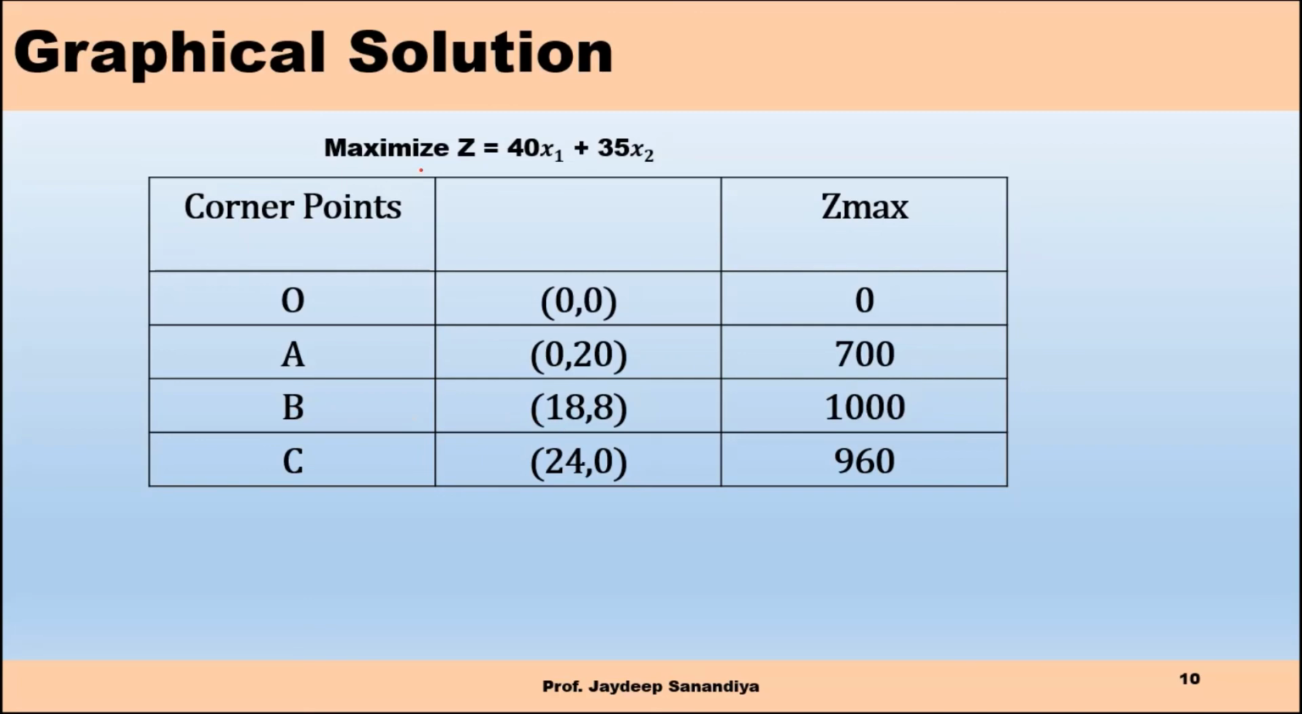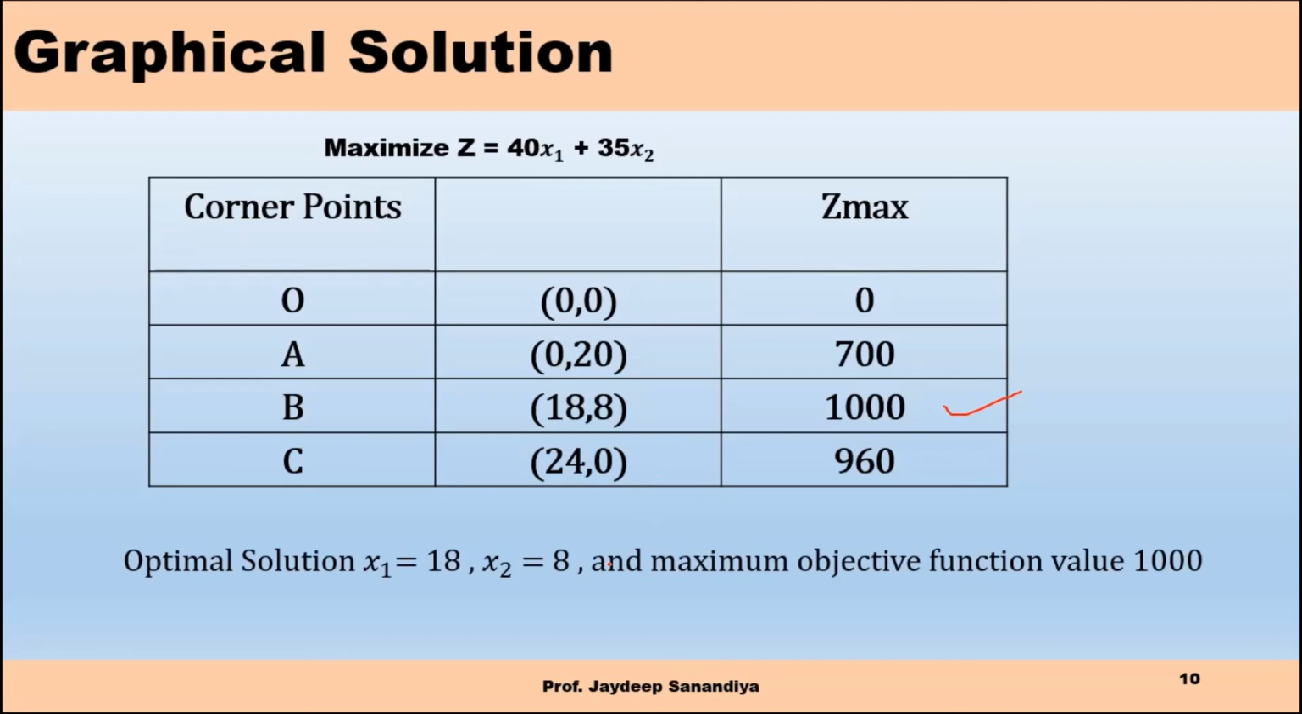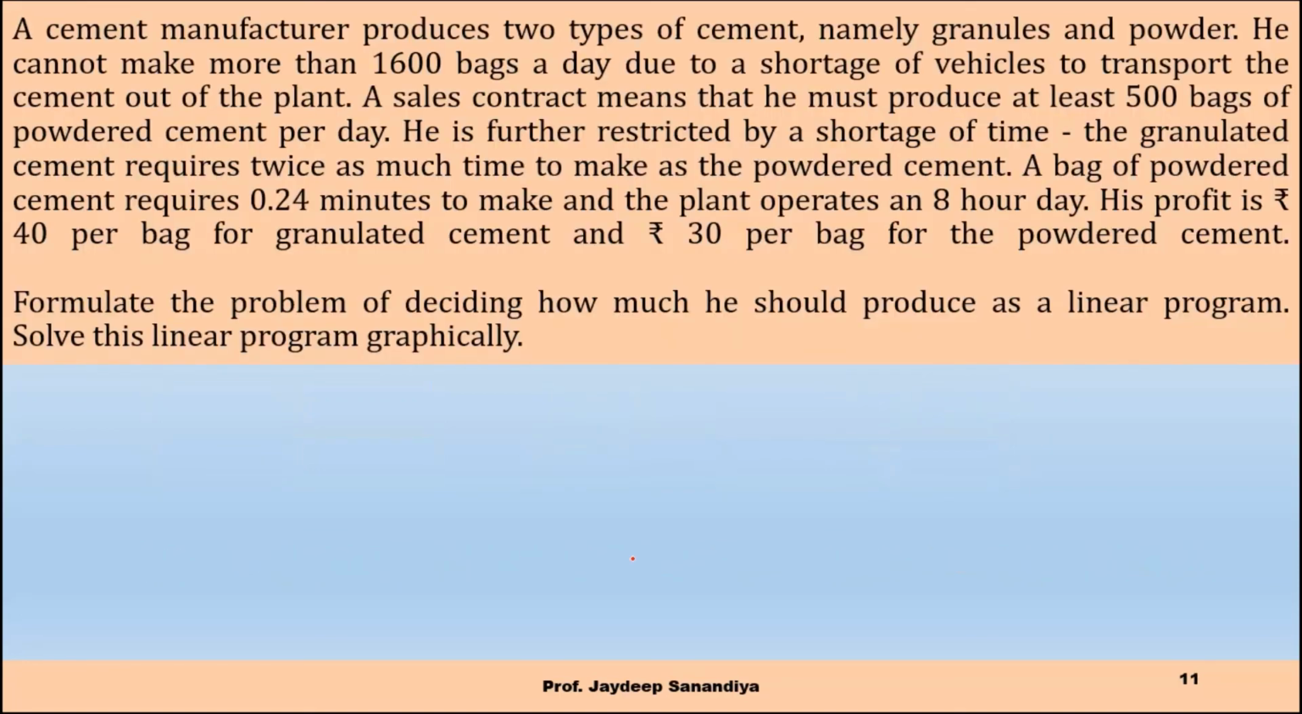And our objective function is 40x1 plus 35x2. So put all the corner point values into the objective function and you will get the objective function values, that is 700, 1000 and 96. Out of this, the maximum objective function value is 1000. So our optimal point is point B and the objective function value is 1000. So x1 equal to 18 and x2 equal to 8. So I hope this is clear now.